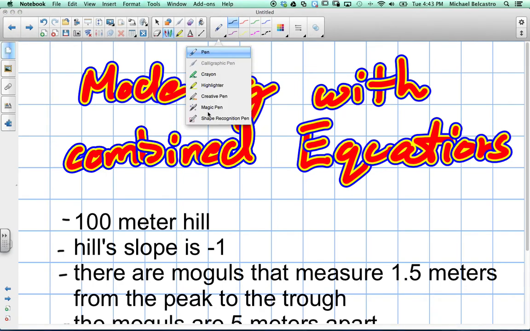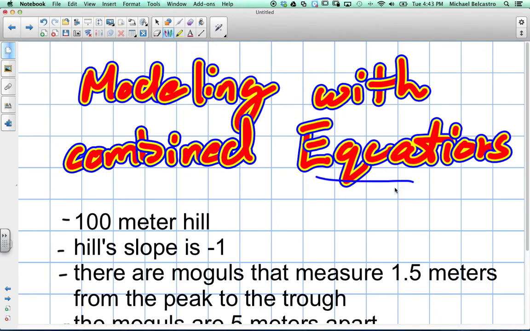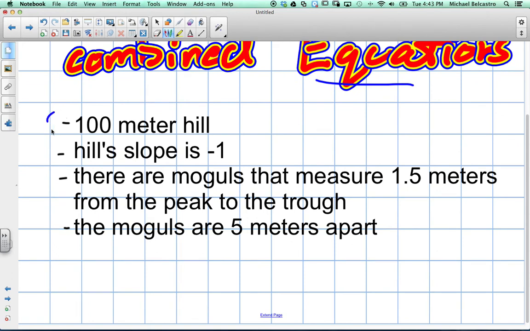Okay, so we're modeling with combined equations, and they've given us a scenario of someone skiing down a hill. It says that they're at a 100-meter hill. The hill slope is -1, so it has a constant slope on the hill.